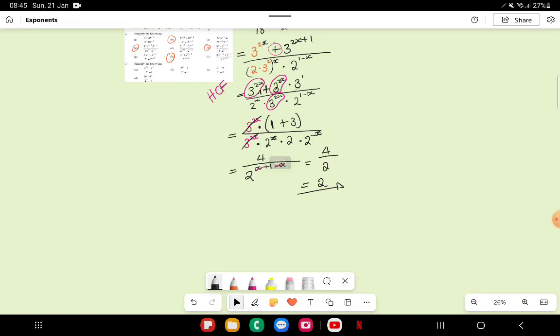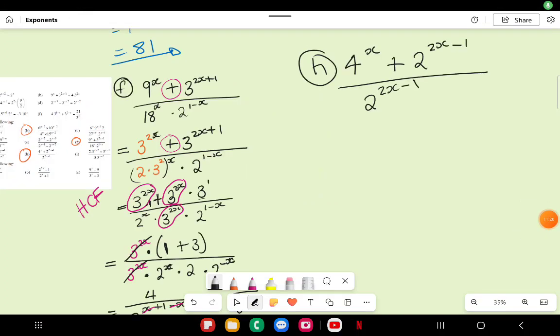Okay, last question is going to be h in this video. Okay, h is on the board. I have 4 to the power of x plus 2 to the power of 2x minus 1 over 2 to the power of 2x minus 1. My first temptation is to cancel 2x minus 1 with 2x minus 1, but I cannot. The reason why is because of this addition sign. I am not allowed to cancel over pluses and minuses. So what are we going to do?